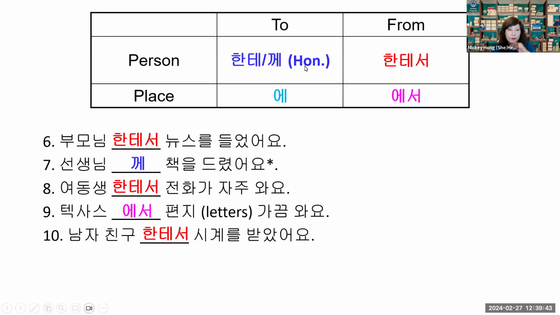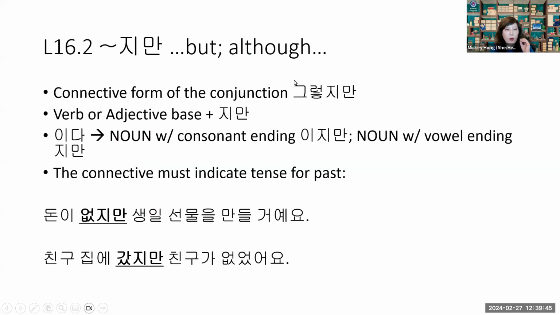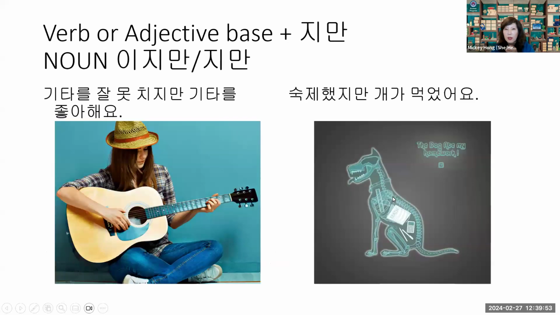Okay. 돈이 없지만, you don't have money, but 생일 선물을 만들 거예요. 그렇지만, but, however, that's the meaning. 기타를 잘 못 치지만 기타를 좋아해요. You are not good at playing the guitar. You can't play it very well, but you do like playing the guitar. You like the guitar.